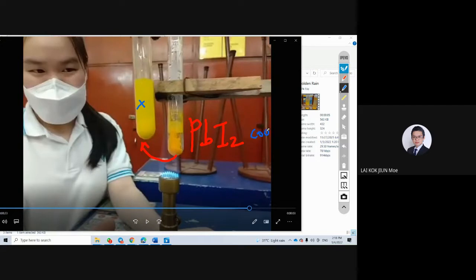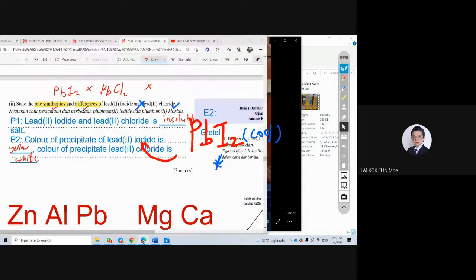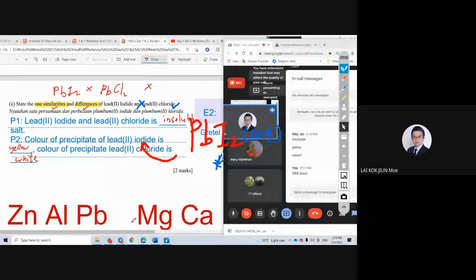So that's how we say they are insoluble salts, right? But be careful, when you heat it, it will become soluble. So this is special for PbI2. You remember, PbI2 is a very special thing. It is always asked at SPM level. They will write to test you all on PbI2 later.